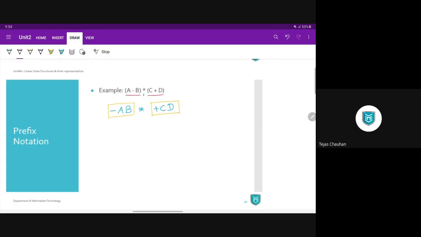So let us solve this one now. Then we bring the first operand, which is this one. So we bring the first operand minus AB. Then we bring the second operand, which is plus CD. And then we prepend this operator star. So prepend, we have to put it in front, right? So we prepend this operator, and this is the final answer.